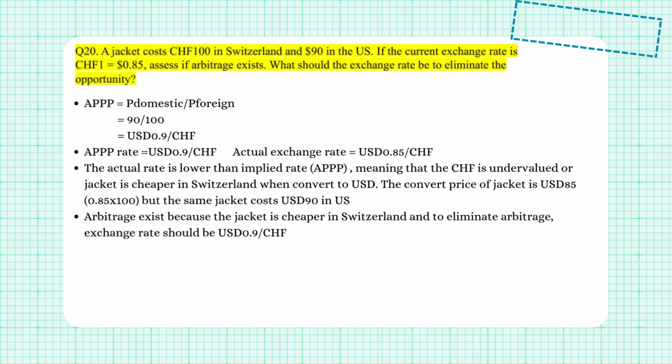A jacket costs 100 Swiss francs in Switzerland and 90 US dollars in the US. If the current exchange rate is 1 Swiss franc equals 0.85 US dollars, assess if arbitrage exists.